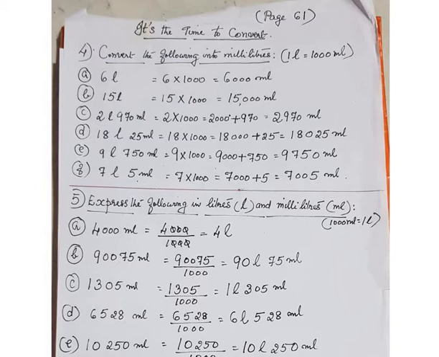1000 liter equal to 1 kiloliter, that is KL. 1000 milliliter equal to 1 liter. 500 ml equal to 0.5 liter. 250 ml equal to 0.25 liter. 750 ml equal to 0.75 liter. This is already printed on the side of your workbook.